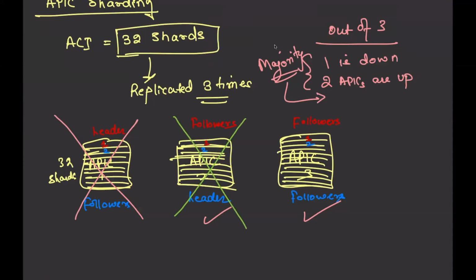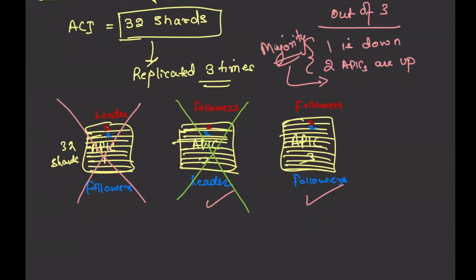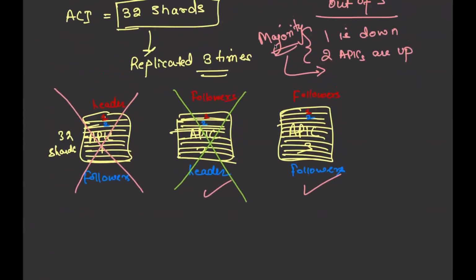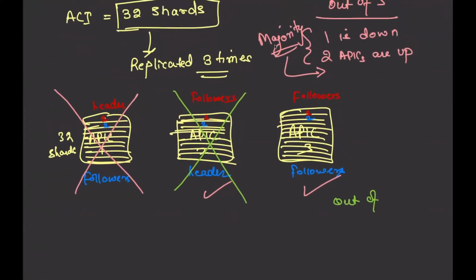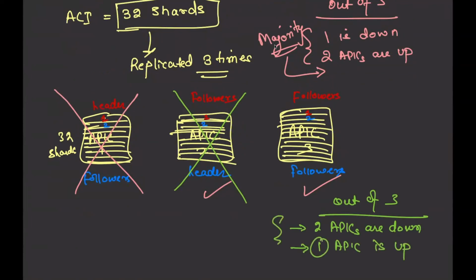But if 2 of your APICs are down, then out of 3, 2 APICs are down and 1 APIC is up. This is what is known as the minority function. Now your cluster is in the minority.